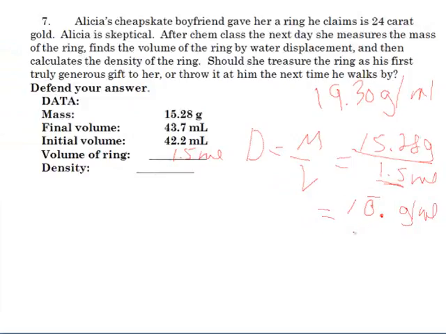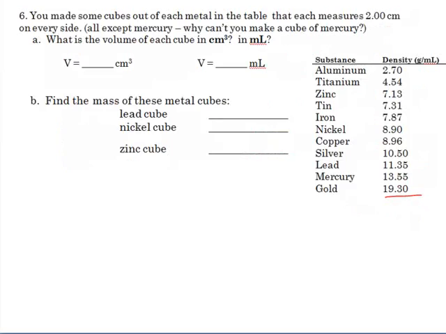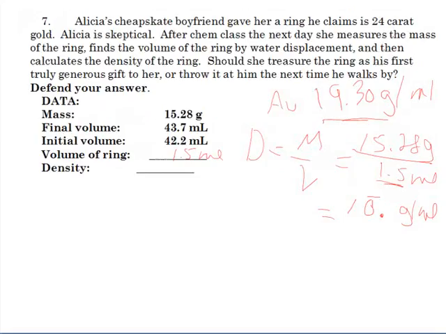Alright, so the ring has a density of 10 grams per milliliter, and the density of gold, Au, is 19.3, way off. So he is a cheapskate for sure. If I look, what I can see is that nickel and copper have a much closer density to the ring than gold does. And in fact, nickel is used in a lot of jewelry that's called gold because it's very cheap and it looks similar. So he is a cheapskate and she should throw the ring at him.